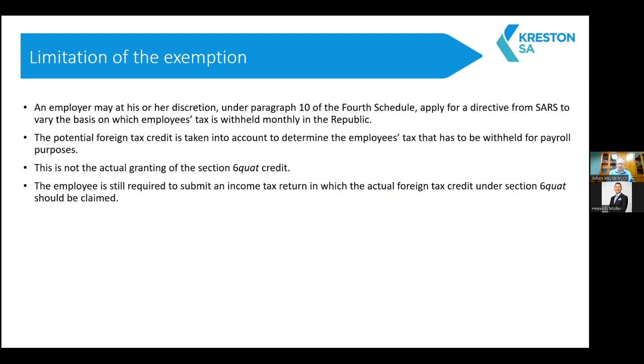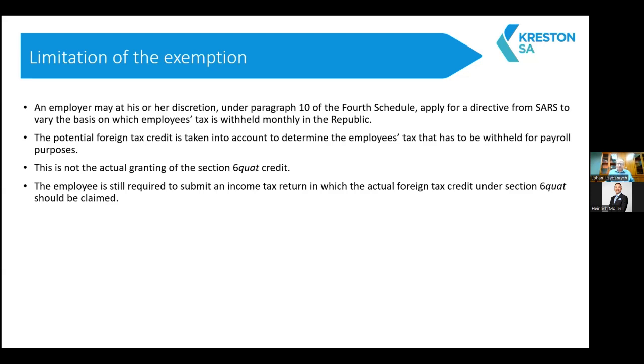Okay. The employer may then go and get a directive from SARS to say, please, can we take into account, I'm not going to deduct PAYE in the full amount because then the person's not going to have any money. Let's agree on either not deducting anything because it's a high tax jurisdiction or deducting a lower amount. So you can take the 6quat credit into account when you apply for that directive. Once you've got the directive, it doesn't mean that your tax position changes. It just means that your PAYE is reduced.